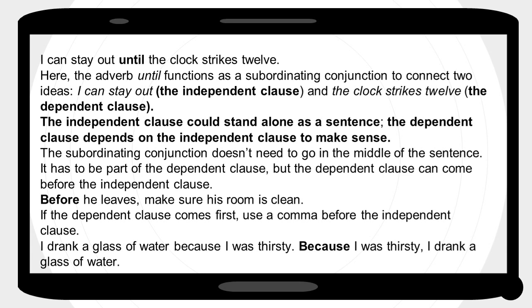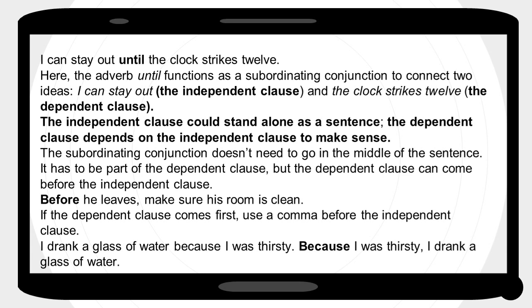The subordinating conjunction doesn't need to go in the middle of the sentence. So it's not just always na nasa middle yung subordinating conjunction. It has to be part of the dependent clause. But the dependent clause can come before the independent clause. They can be interplaced. So: before he leaves, make sure his room is clean. So we observe that before is at the beginning of the sentence.